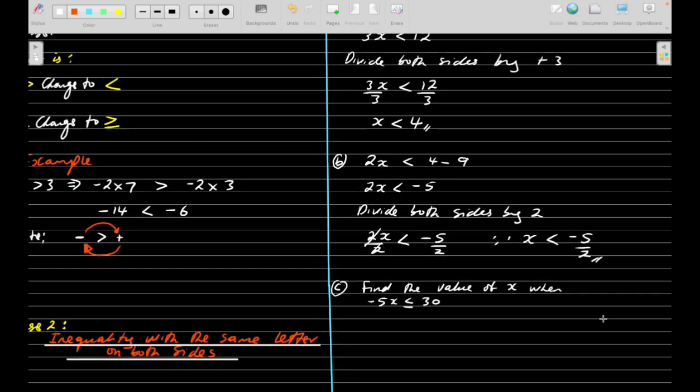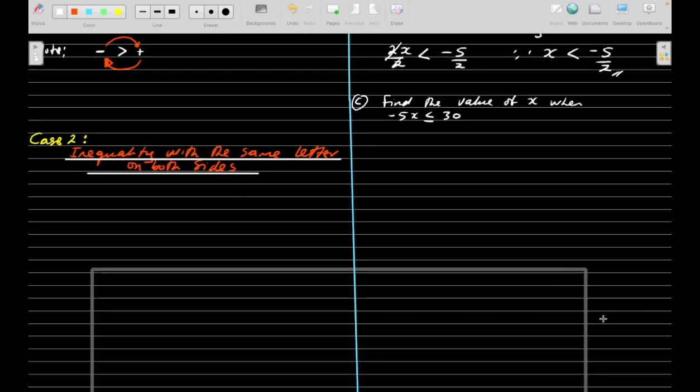Now let's consider the third example. Now we are asked to find the value of x. Considering the value of x here, we need to divide both sides by the coefficient of x, which is negative. And what does the third rule say? The third rule says that when we are dividing the inequality sign with a negative number, the inequality sign must change. So let's apply the rule here.